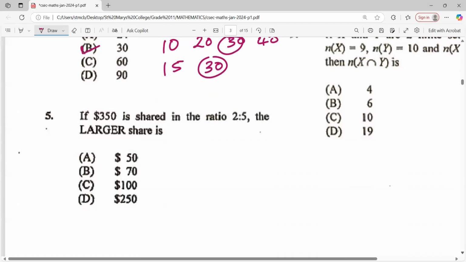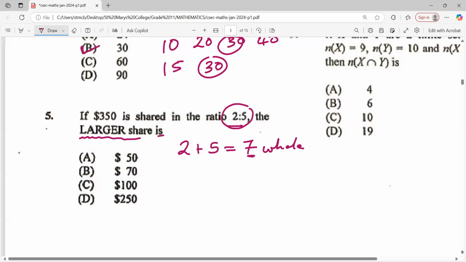If $350 is shared in the ratio 2 to 5, the larger share is... so they want us to find the larger share, all right? The ratio is proportional. So what we need to do is figure out the grand total. So we add the ratio. So that's 7.